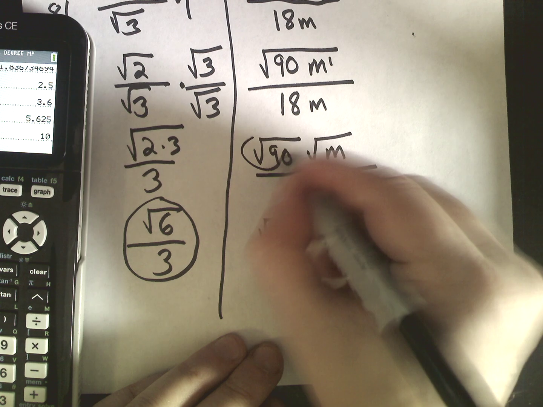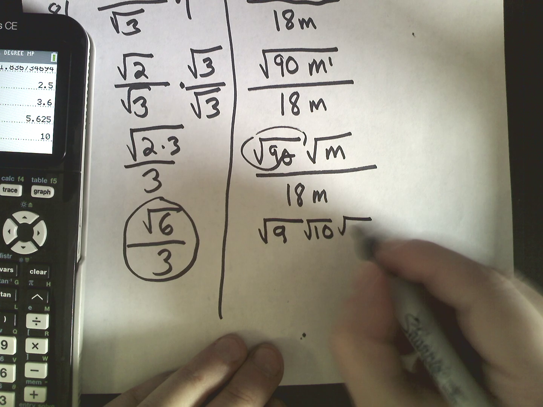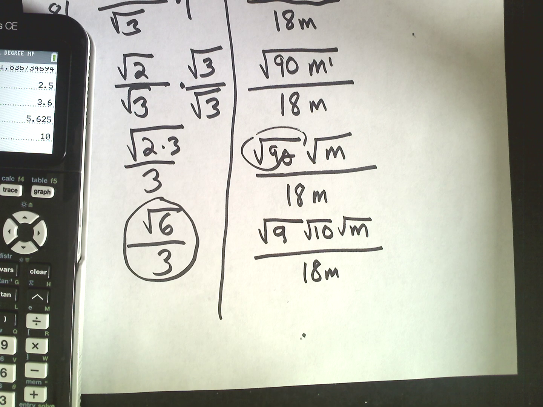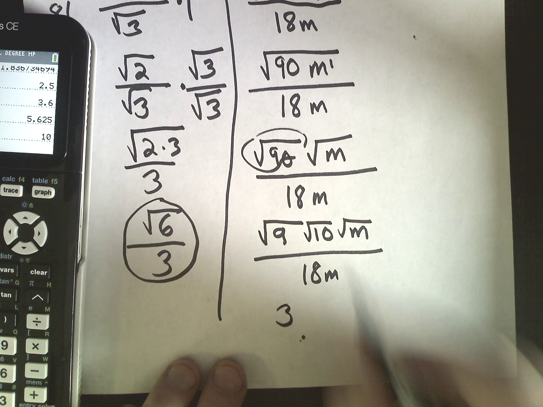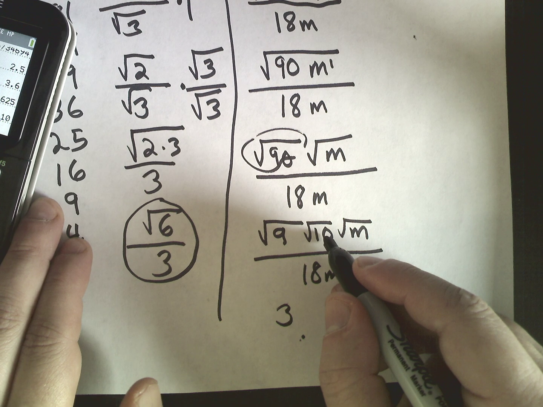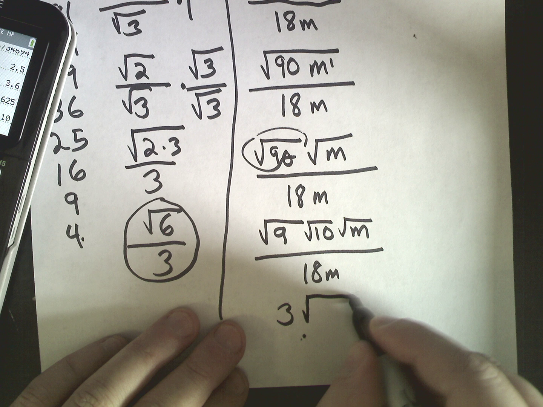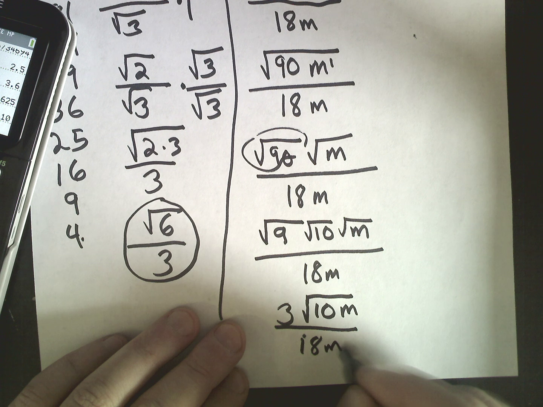So square root of 90 is really square root of 9, square root of 10, times square root of m, over 18m. Now, square root of 9 is just 3. Square root of 10, if we check it out, there's only 2. 10 divided by 9 is a decimal. 10 divided by 4 is a decimal, so I don't have a way to fix it. So I'm just going to call it 10 and multiply it by m, 10m, all over 18m.